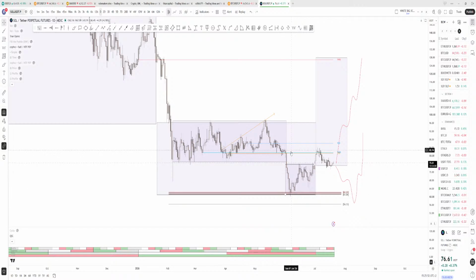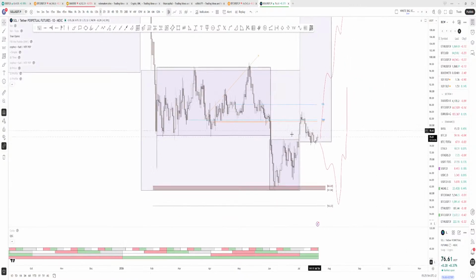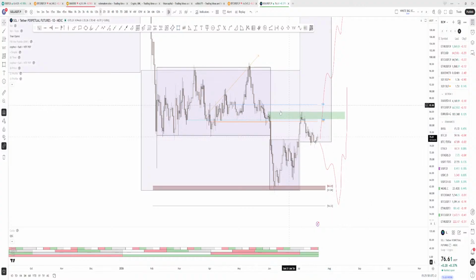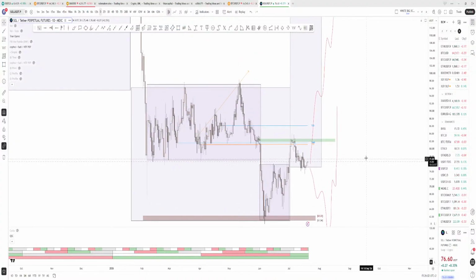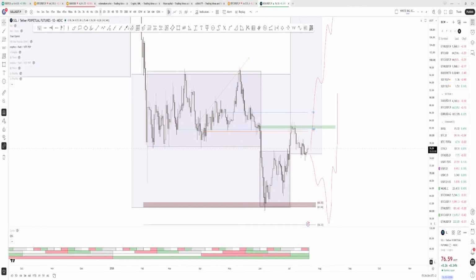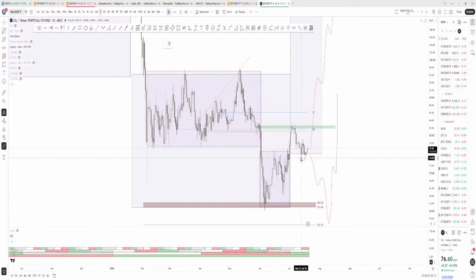This is your sweep. This is good that we have reacted off this level right here, because this confirms that this is a strong level. And if you want to play it safe, you don't want to be long here, even though this closure here is very good. It confirms that we should go higher, and there was a demand flip here. So this was a sweep too.